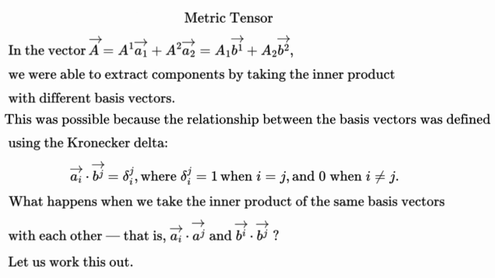Metric tensor. In the vector A, we were able to extract components by taking the inner product with different basis vectors. This was possible because the relationship between the basis vectors was defined using the Kronecker delta. What happens when we take the inner product of the same basis vectors with each other, that is, a_i·a_j and b_i·b_j? Let us work this out.